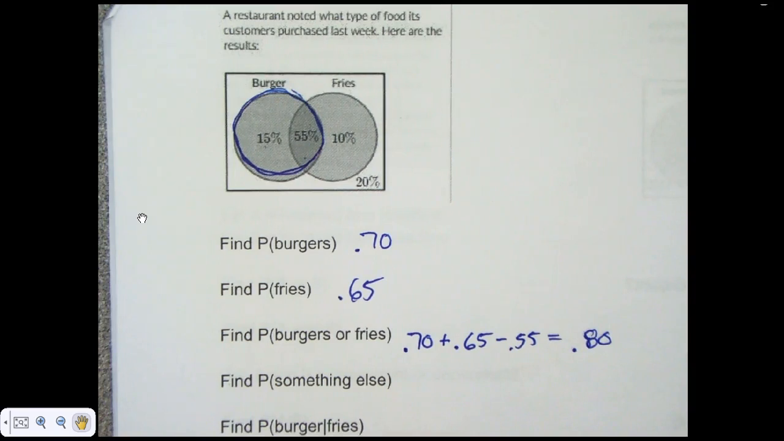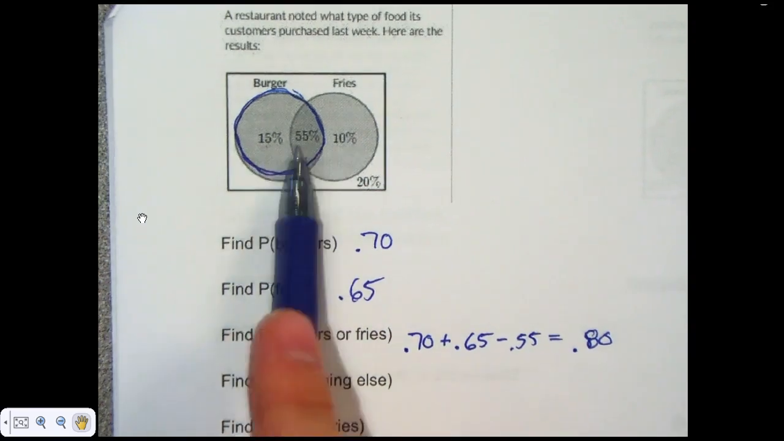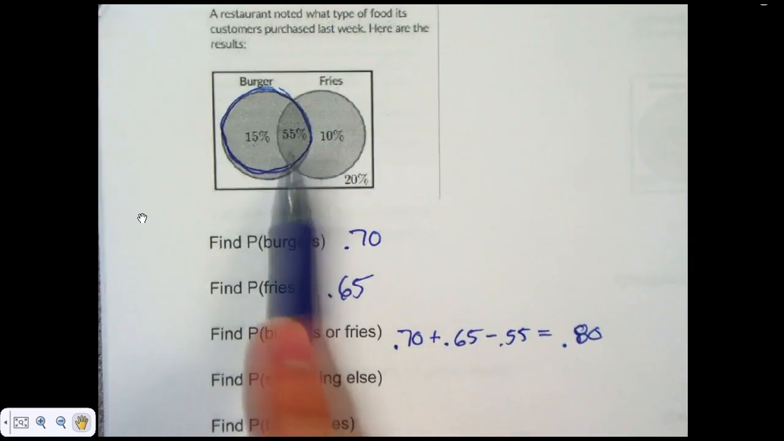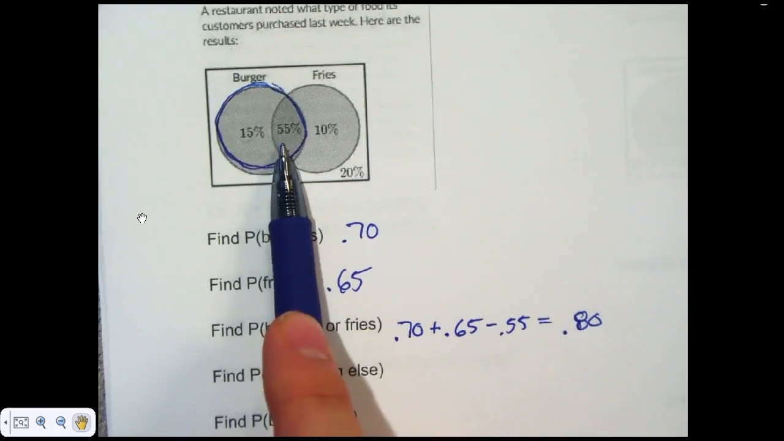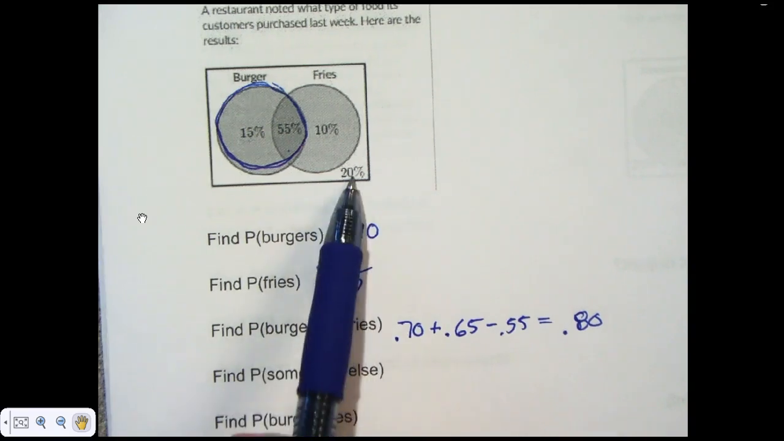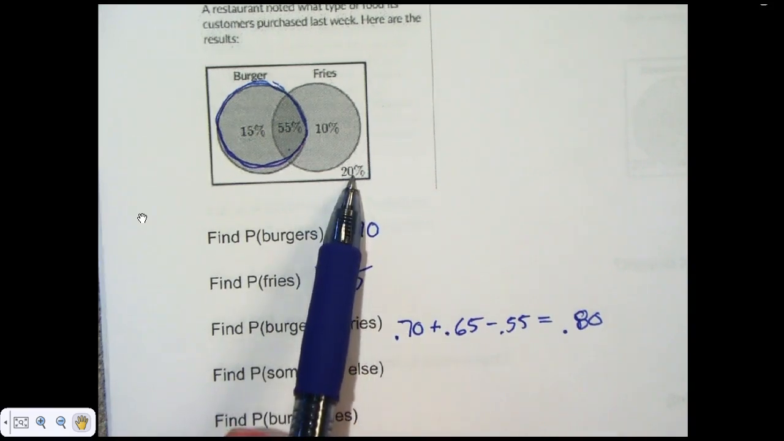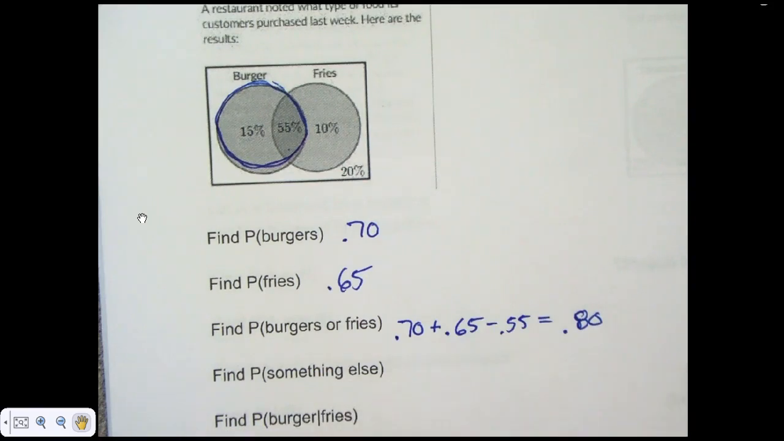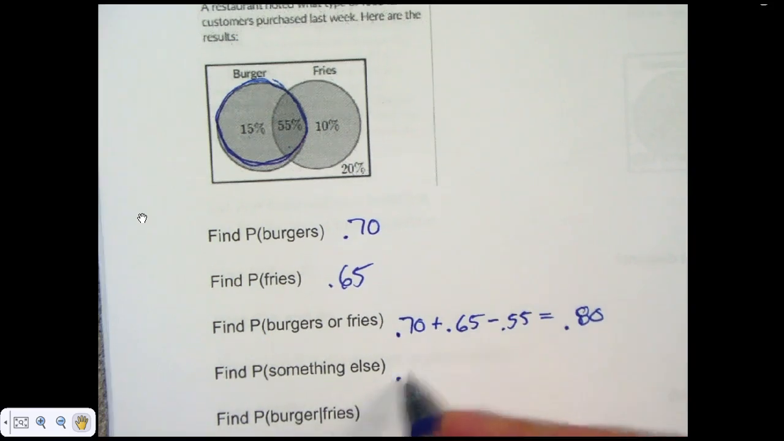There are actually 2 other ways that you can get to that answer. Someone give me one of them. Add 15, 55, and 10. So you can just add these up. This only counts the overlap once, where before we were counting it twice in that table. That's one way. But what's another way? If they didn't order burgers or fries, you eat this 20% of the time, so you do 1 minus that 20%, and that also gets you to 0.8. So there's kind of 3 ways to get to it. Whatever one works for you. So the probability of something else, 0.2.